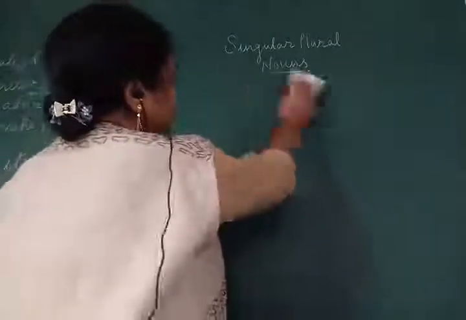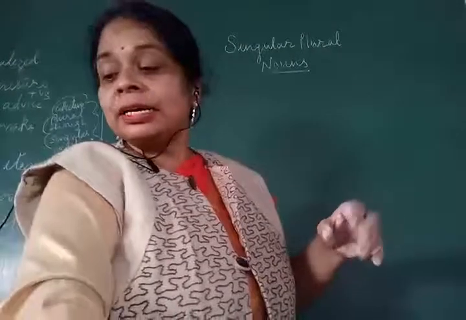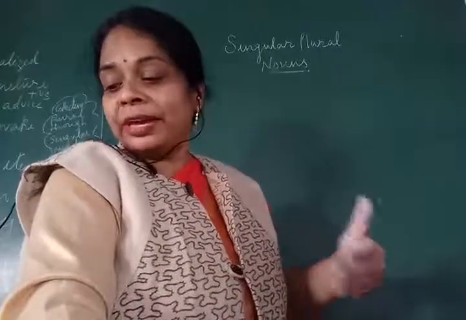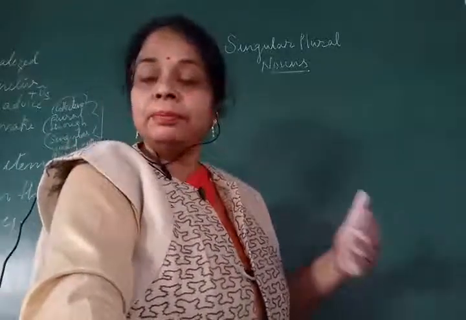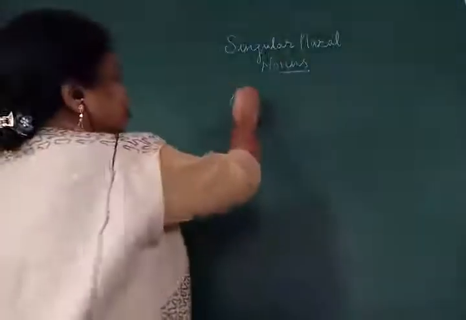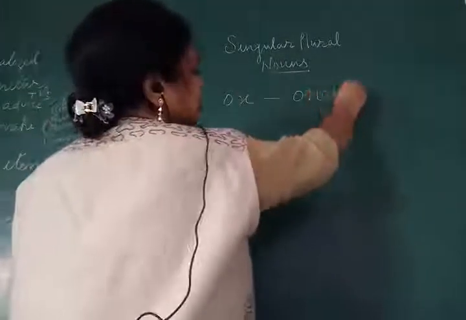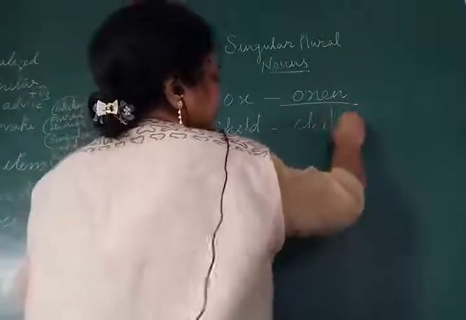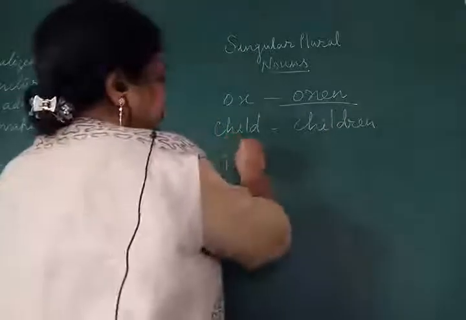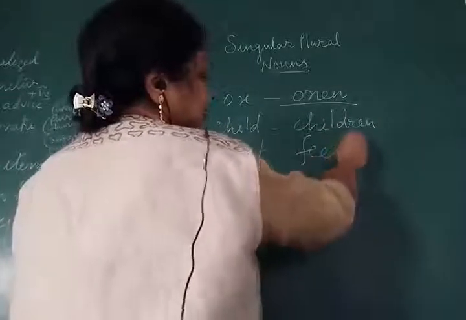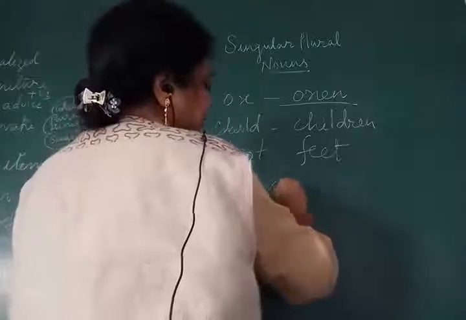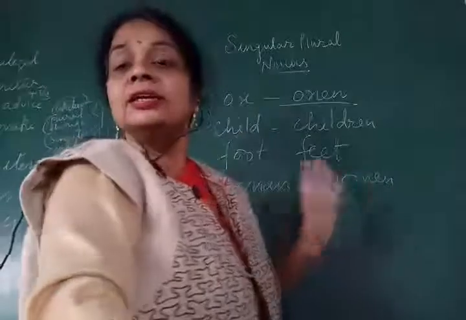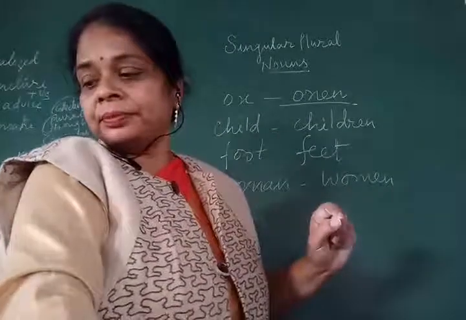Perfect. Now, there are few more nouns which actually change in irregular way. Okay, in irregular manner. For example, ox. It is never oxes, it is oxen. Child, children. Foot, feet. Woman, women. So they change in irregular manner.